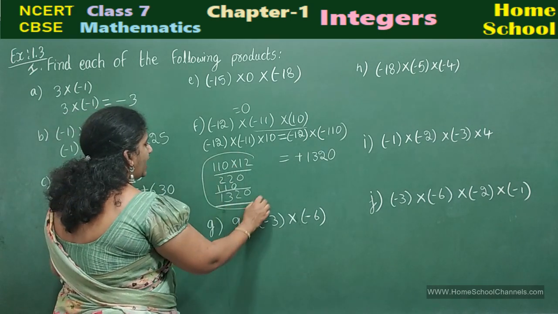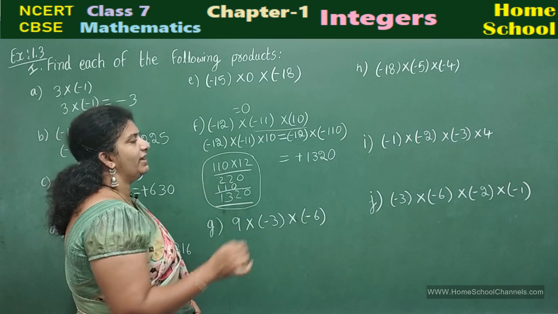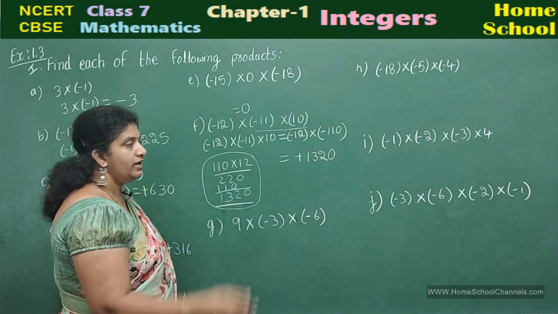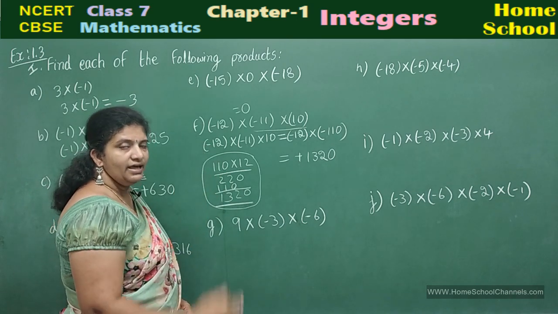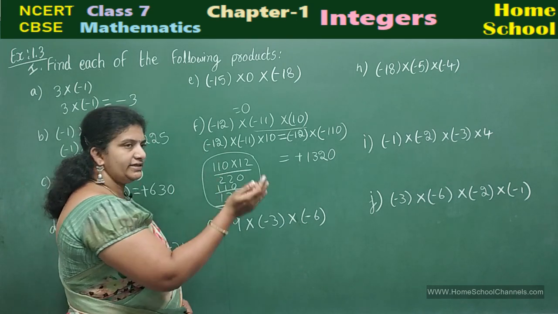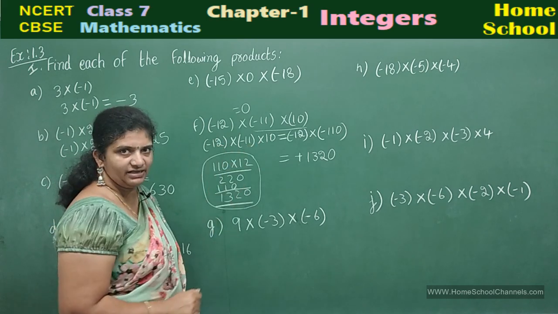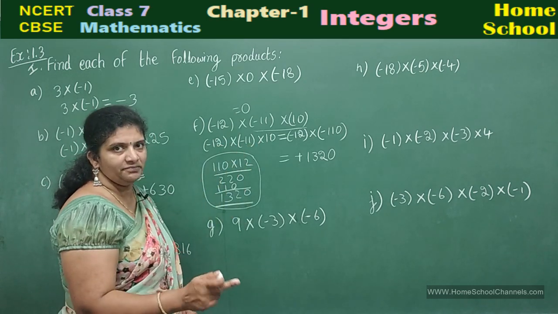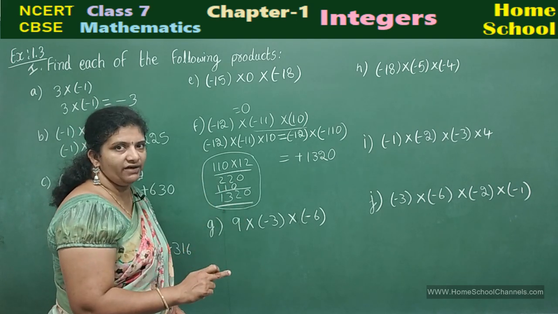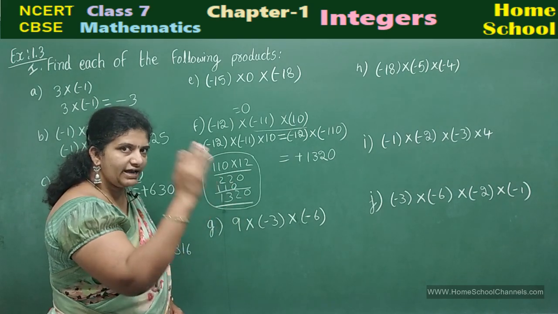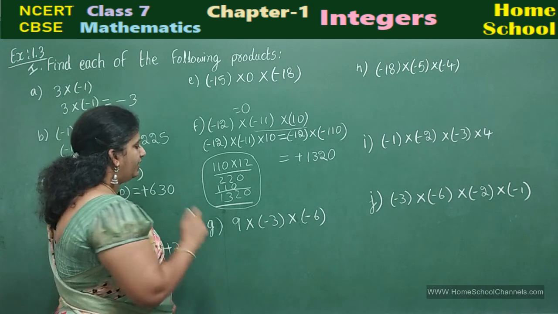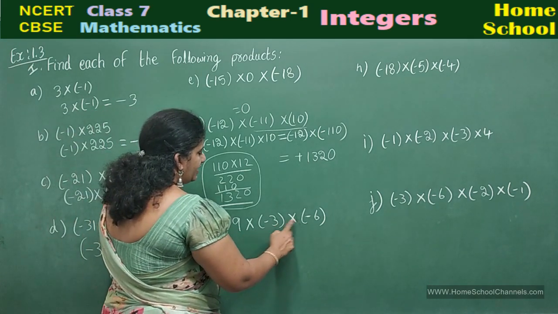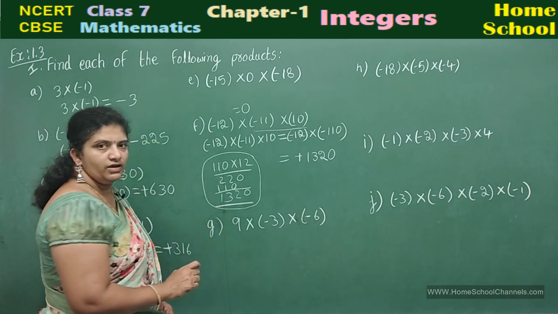Any rough work if you do in mathematics, do it on the right side of your book. Draw a line on the right side and then do all the rough calculations near this problem itself. For this problem, what rough work have I done? What is the multiplication I have done? Please show it beside the problem. Okay. Next, G. 9 into minus 3 into minus 6.